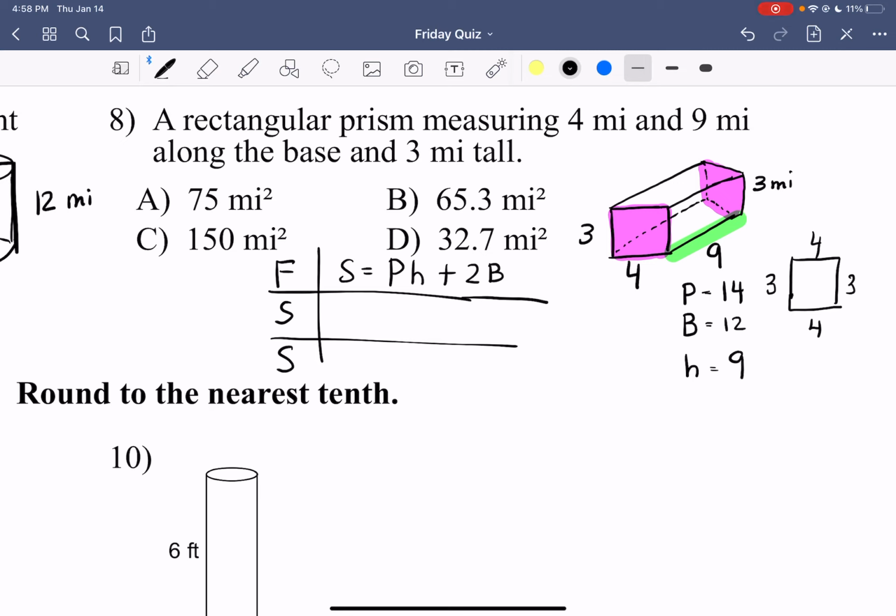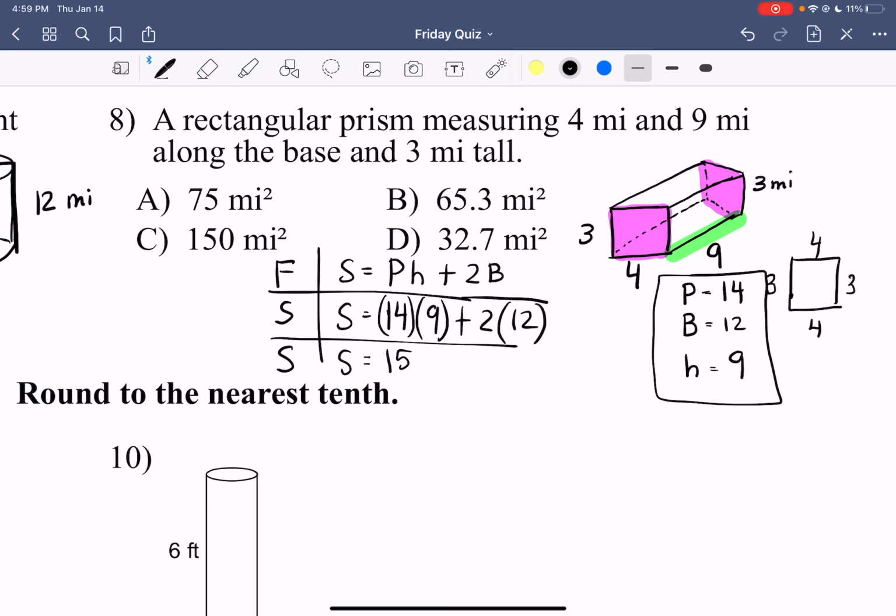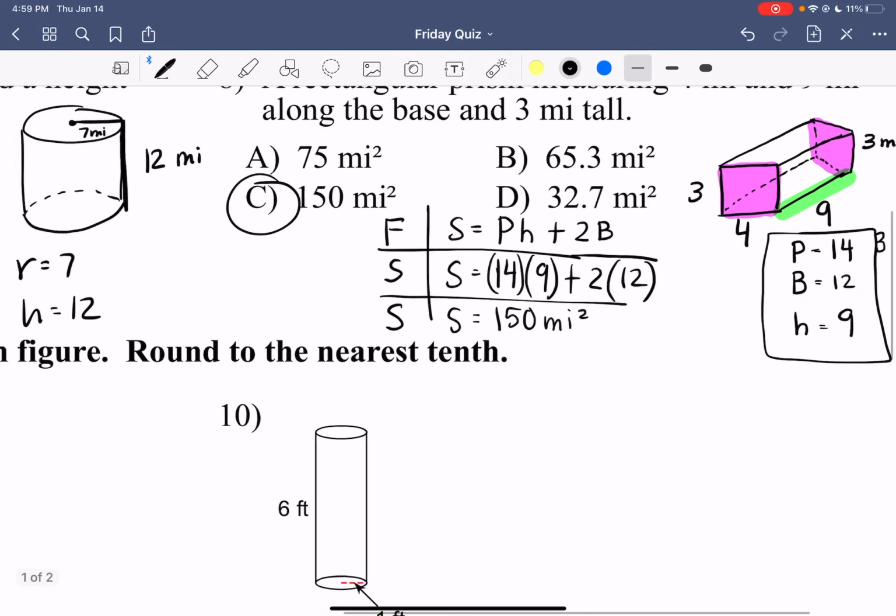So from here, we can take our numbers that we just found, that I just put a box around, into our formula like so. 14 times the height, which is 9, plus 2 times the area of the base, which was 12. So 14 times 9 plus 2 times 12. That lands us at S equals 150 miles squared. All right. And we have 2 more problems.